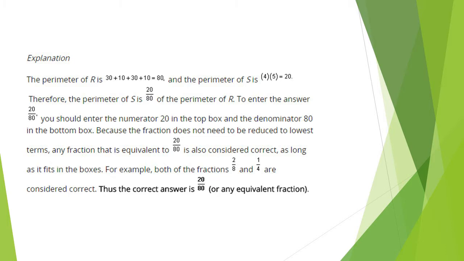Because the fraction does not need to be reduced to lowest terms, any fraction that is equivalent to 20 over 80 is also considered correct, as long as it fits in the boxes. For example, both of the fractions 2 over 8 and 1 over 4 are considered correct.